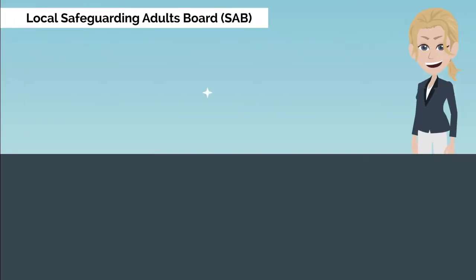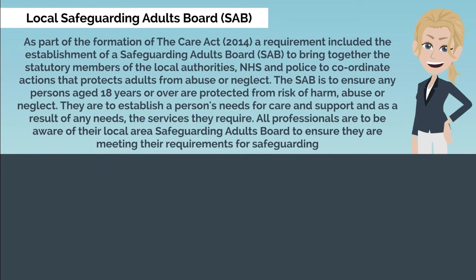Local Safeguarding Adults Board, SAB. As part of the formation of the Care Act 2014, a requirement included the establishment of a Safeguarding Adults Board, SAB, to bring together the statutory members of the local authorities, NHS, and police to coordinate actions that protect adults from abuse or neglect. The SAB is to ensure any persons aged 18 years or over are protected from risk of harm, abuse or neglect. They are to establish a person's needs for care and support, and as a result of any needs, the services they require. All professionals are to be aware of their local area Safeguarding Adults Board to ensure they are meeting their requirements for safeguarding.